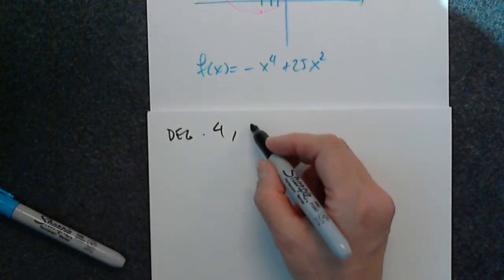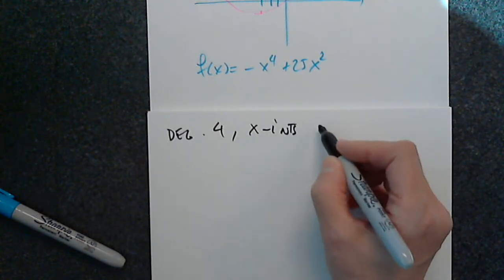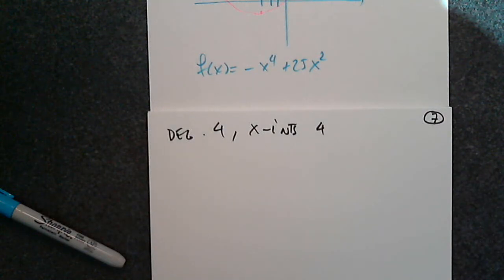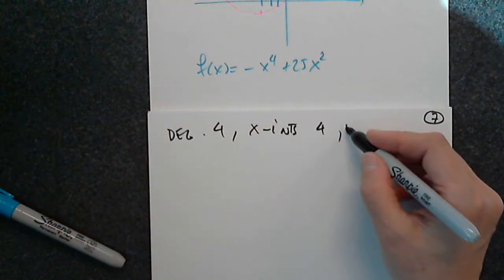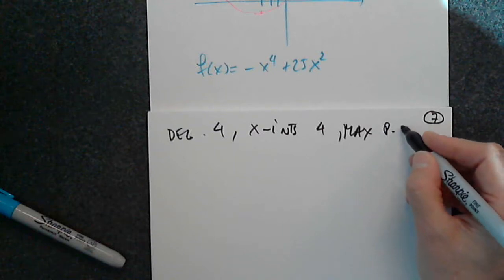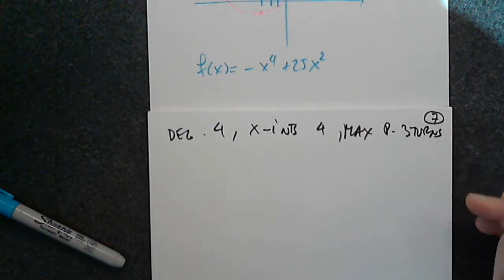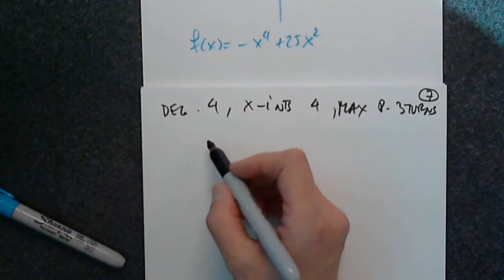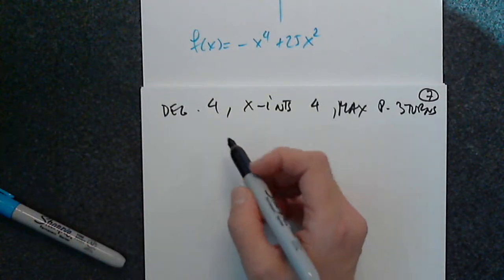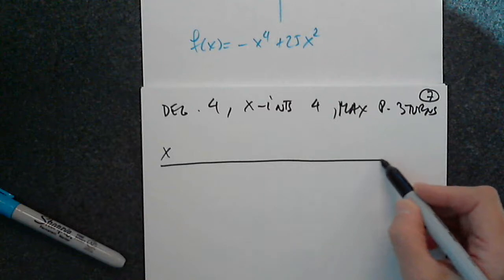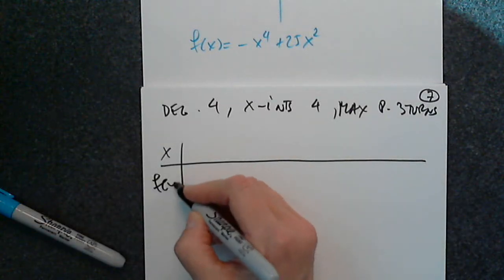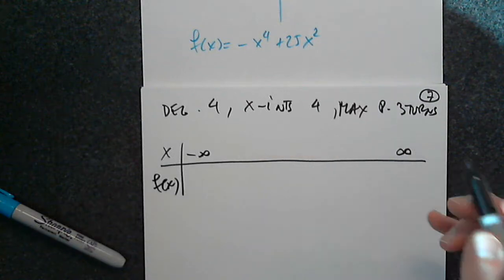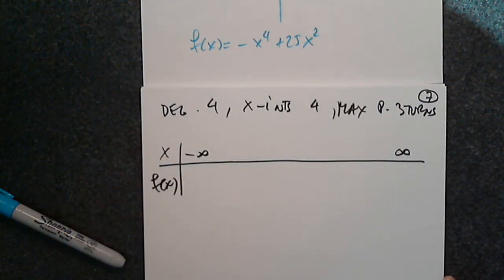Very good. How many solutions or x-intercepts? 4. What is the maximum possible number of turns? 3 turns. Max possible 3 turns. It doesn't have to turn 3 times, but it cannot turn more than 3 times. Okay, and the domain, by the way. Negative infinity to infinity. Correct. All polynomial functions are friendly.